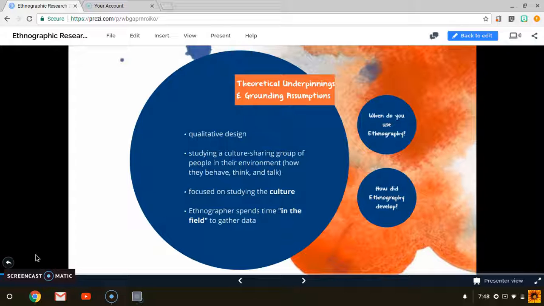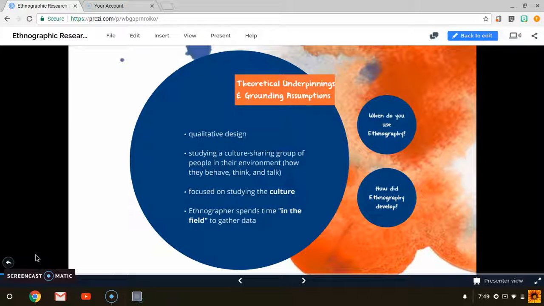Ethnographic design is a fully qualitative design and inquiry. Research questions revolve around studying a culture-sharing group of people in their environment. Ethnography focuses on describing, analyzing, and interpreting a culture-sharing group's shared patterns of how they behave, their thoughts, beliefs, and perceptions, and their language of how they talk to others in the particular cultural setting.